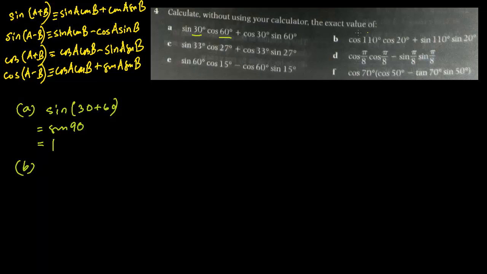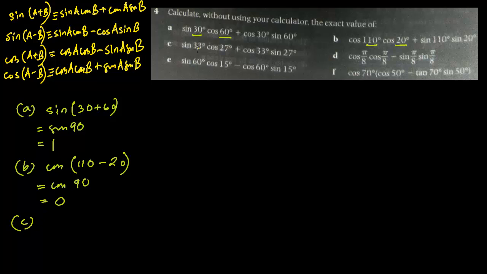Question number B. Cos cos sine sine. So this is A, this is B. So when you have cos cos and sine sine and there's a plus over here, this is going to be A minus B, cos A minus B. So this would be cos 110 minus 20. So this is going to be cos 90. Cos 90 happens to be 0.